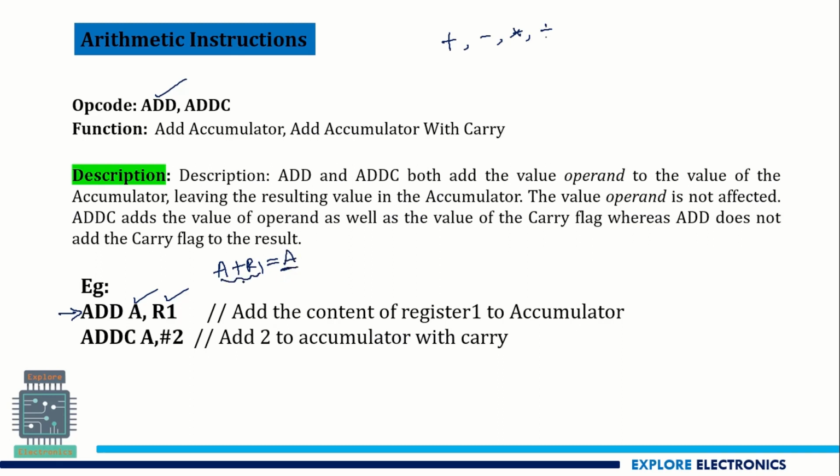The content of A and the content of R1 are going to be added, and the result will be stored in the accumulator again. And here you can observe ADDC is there. This extra C is required when we are going to add the carry flag bit also. Here A and 2 will be added: the content of A will be added with the value 2 plus the carry flag, then the result will again go back to the accumulator. With carry, we are going to get the carry in the carry flag in the PSW register.